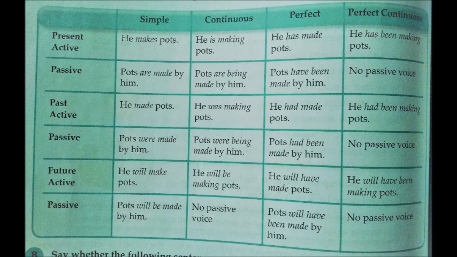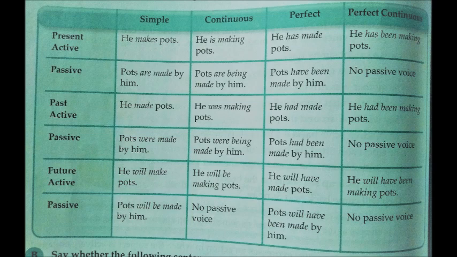Past perfect active sentence: he had made pots. Past perfect passive voice sentence: pots had been made by him. Active sentence of simple future tense: he will make pots. Passive: pots will be made by him.